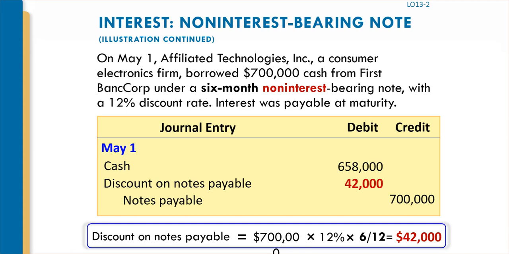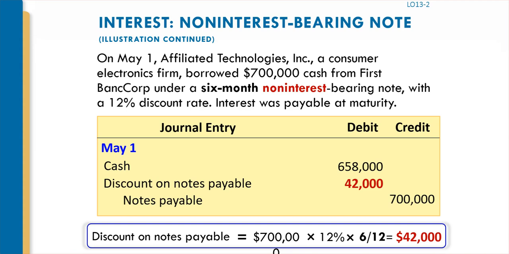So in the end though, how much does Affiliated Technologies have to pay back? They have to pay back the total of that note payable, which is the 700,000. So when they pay it back, they will be crediting cash and they will be debiting notes payable for 700,000. You're going to say, okay, well that's fine and dandy. So after 6 months, we get rid of the note payable and there's a cash transaction.